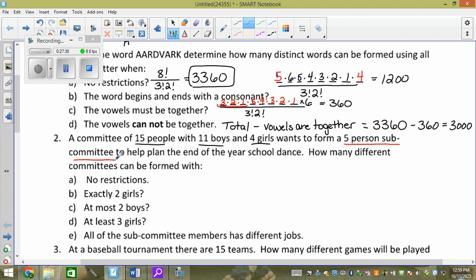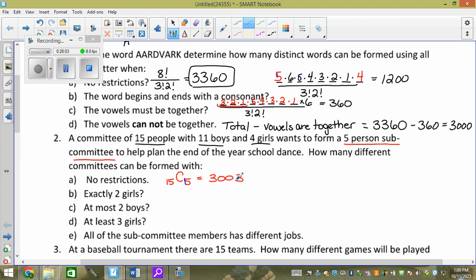So here it says how many committees can be formed if there's no restrictions. How many am I choosing? 5. From how many? 15. Done. And you get 3,003.